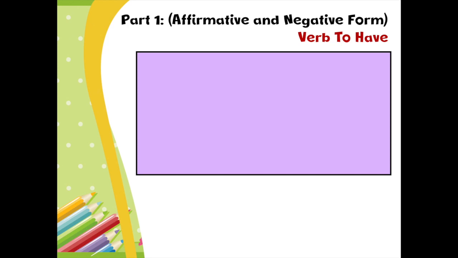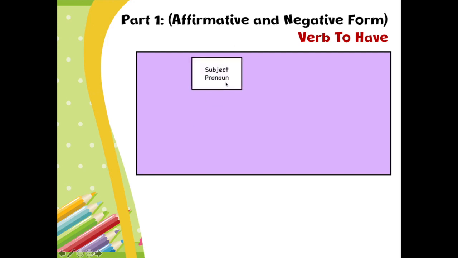Well, pupils, just now we have listened and read the story. So now we are going to proceed with part 1 of the lesson, which is about the affirmative and negative form of the verb to have. So I will use a table to explain to you about this topic.